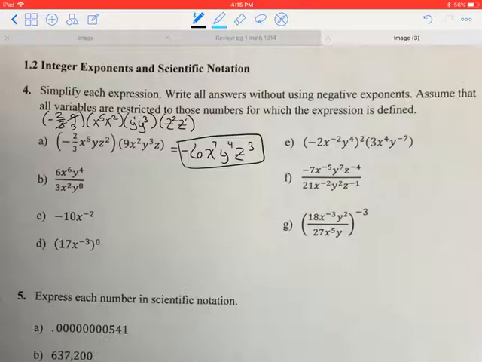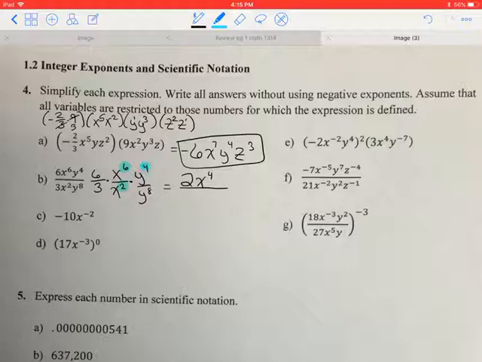Now if I look at B, I want to think about splitting this up. I'm thinking about 6 over 3, x to the 6th over x squared, and y to the 4th over y to the 8th. So 6 divided by 3 is 2. And I kind of want to think of this as a fraction, so that'll be 2 in the numerator. Then when we get to the x's, remember we subtract the exponents, or I can think of it as a canceling process. I have 6 x's on top and 2 on the bottom. So when I cancel, I'll be left with x to the 4th in the numerator.